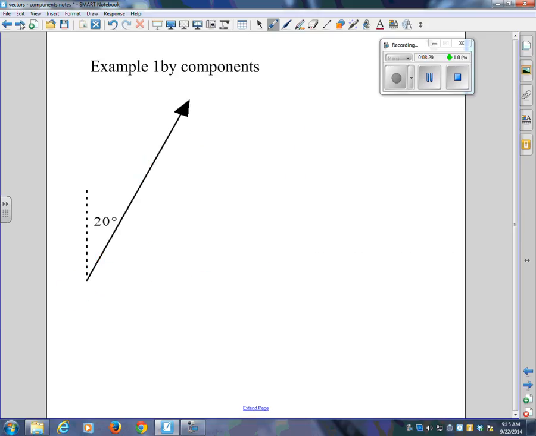Okay, so let's do example 1 by component. I'm going to introduce you to the idea of components, and I'm going to show you how to add at the same time. So at the bottom there, we're going to find the x and y component of each vector. It says 0.5 kilometers at north 20 east. So this is 0.5, and we're at north 20 east. To find the x and y components, here's what you do. Complete this little triangle here.